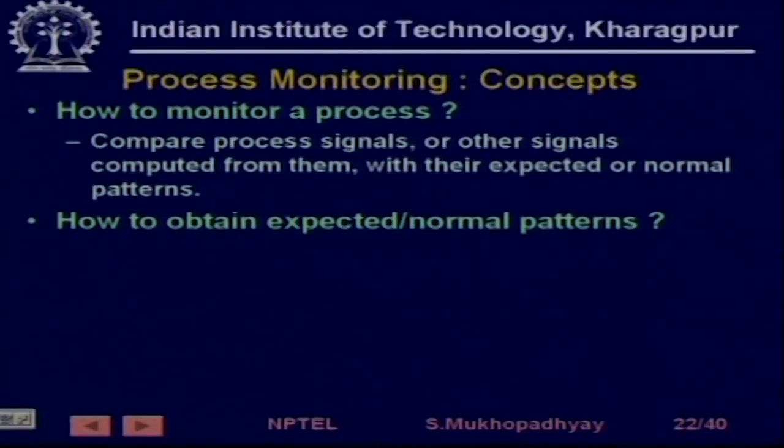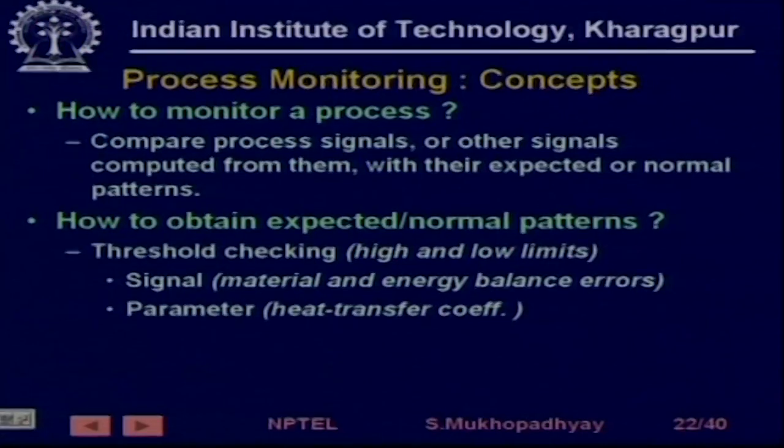Then how to obtain expected or normal patterns? Either by checking threshold, high and low limits, which you have already set, or by checking material and energy balance errors. So for example, if the mass of fluid going in and the mass of fluid going out are not matching, then there could be a leak in the equipment. You can check certain parameters like heat transfer coefficients. If a tube develops scales, then the heat transfer coefficient is going to fall.